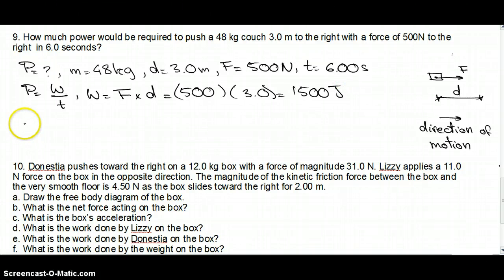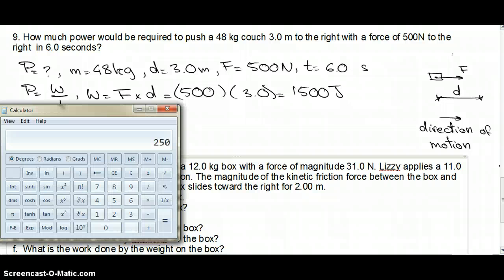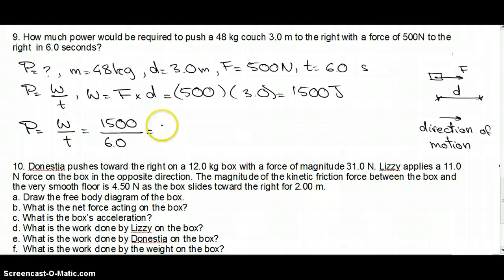That's the work done. So the power is the work over time. It is 1,500 joules over 6 seconds. They actually gave me 2 significant figures, not 3. And the answer is 250 watts.